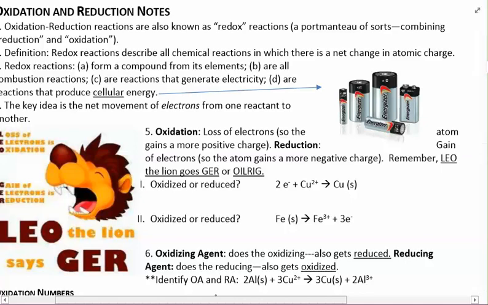There's a couple of ways to help you remember this. Leo the lion goes grr. LEO stands for loss of electrons is oxidation, and GRR is gaining electrons is reduction. There's also OIL RIG, which stands for oxidation is losing, reduction is gaining. Either way, they're little things to help you. There's also one called a redox, which is kind of the same idea.